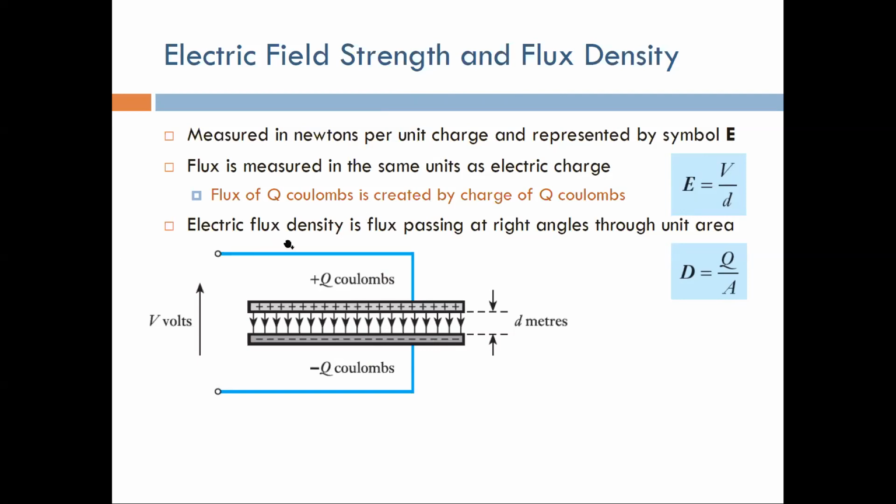The electric flux density is related more to the Q and related more to the area, not the voltage or the distance between the two plates. So the electric flux density is the Q, the charge, over the area of the plate. These two concepts are very different, but they have a very unique relationship to each other that we will learn about in a second.